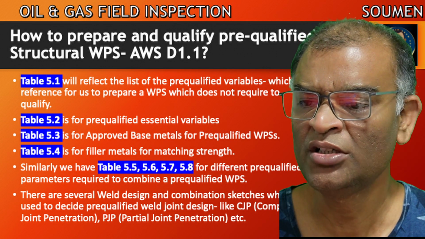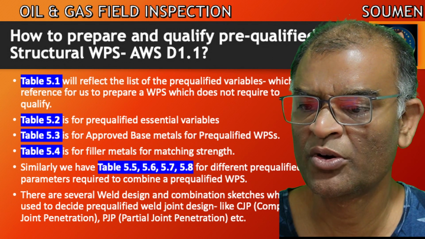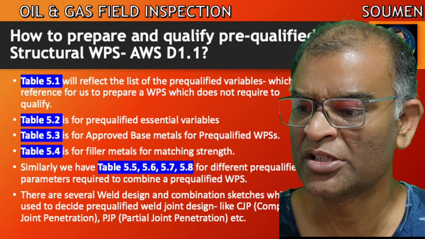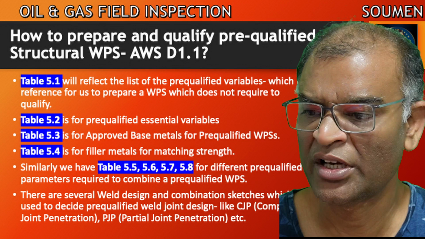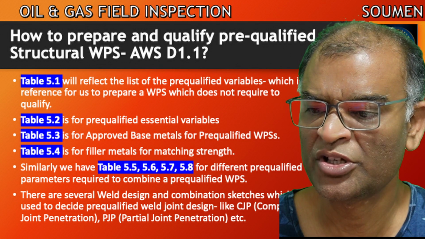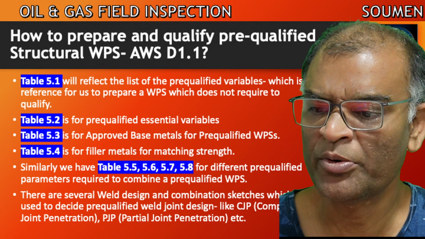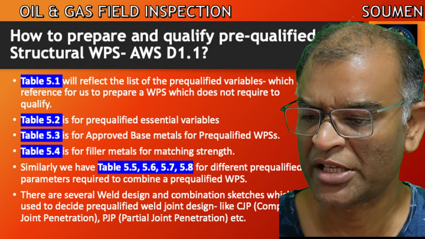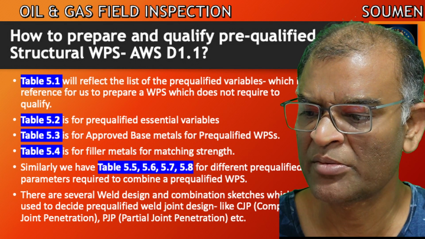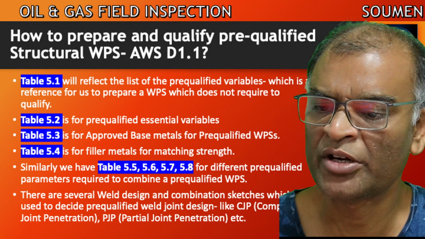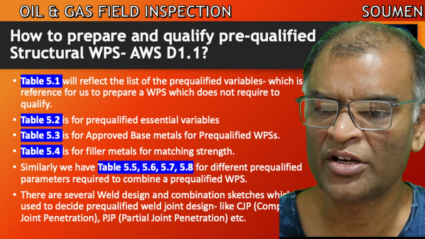Table 5.1 is reflecting the list of pre-qualified variables, which is the reference for us to prepare a WPS which does not require to qualify. 5.2 is pre-qualified essential variables. 5.3 is for approved base metals of pre-qualified WPS. Table 5.4 is the filler metals for matching strength. Similarly, we have 5.5, 5.6, 5.7 and 5.8 for different pre-qualified parameters required to combine a pre-qualified WPS.